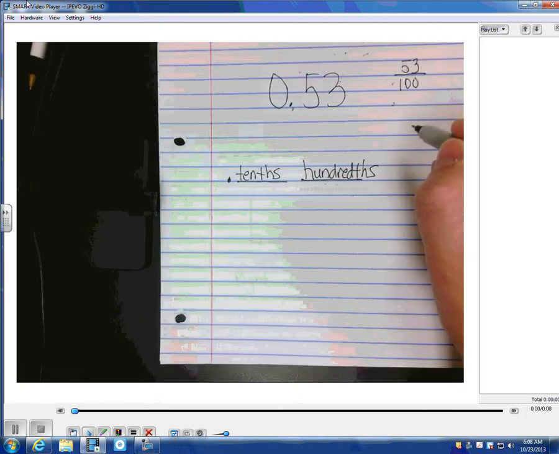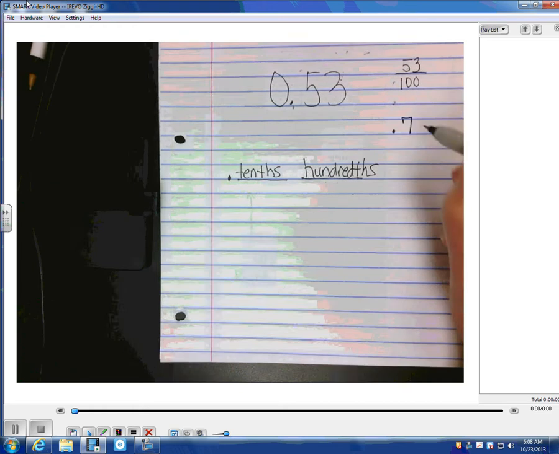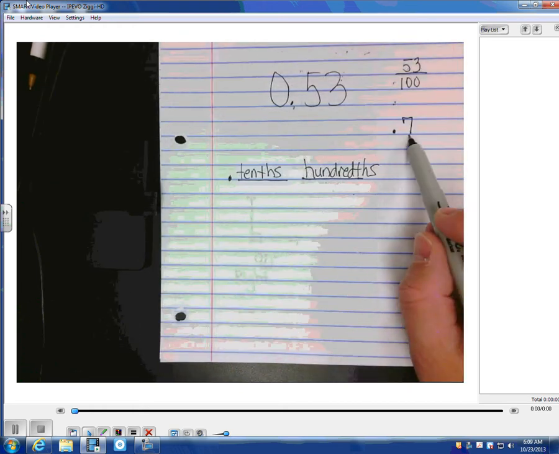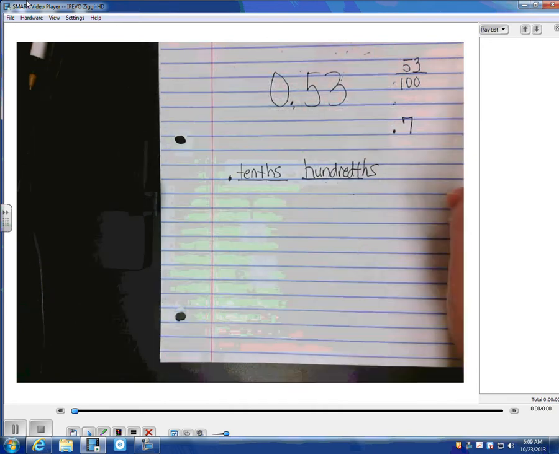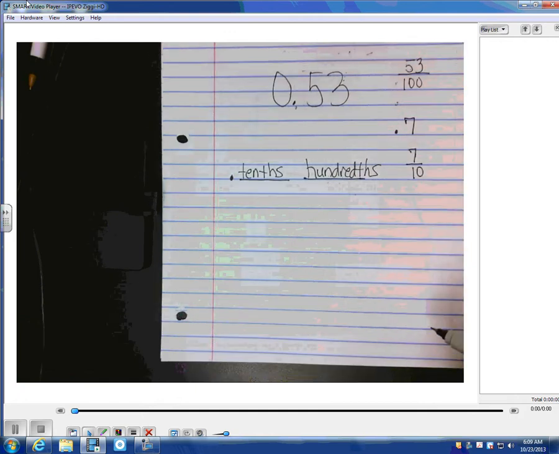Now, for example, if I would have had this number, okay, here's my decimal. I only go one place value to the right, so that's 7 tenths. Okay, because I only go one place value, 7 tenths. So I would write that fraction as, okay, so that's just an example. It's not on your review sheet. But you write the fraction exactly how you say the number.